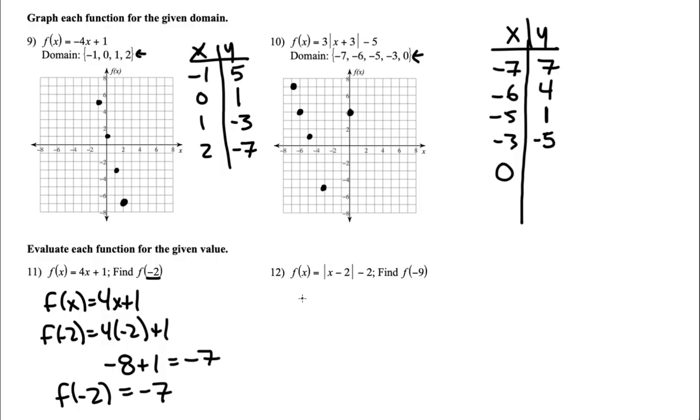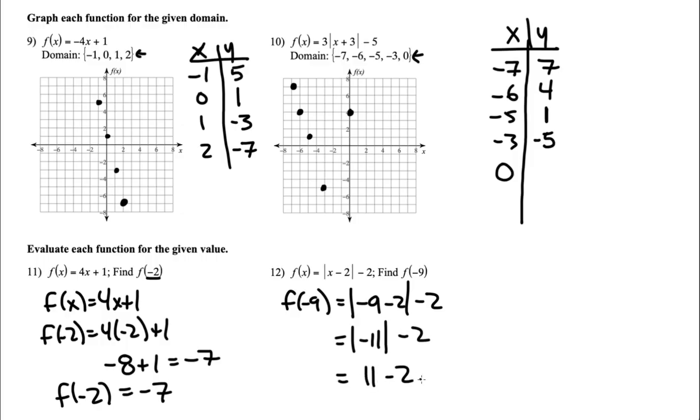For number 12, I just want to take f of -9, which therefore would equal the absolute value of -9 minus 2, take that whole thing minus 2. That would equal the absolute value of negative 11 minus 2, which would equal 11 minus 2, which would equal 9. So I know that in this case, f of negative 9 equals 9.